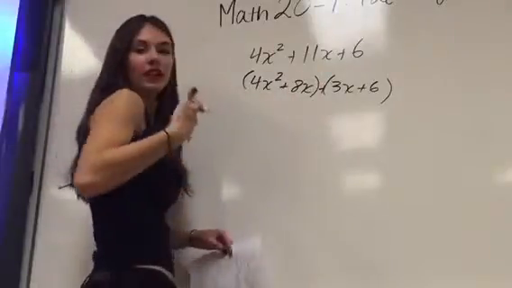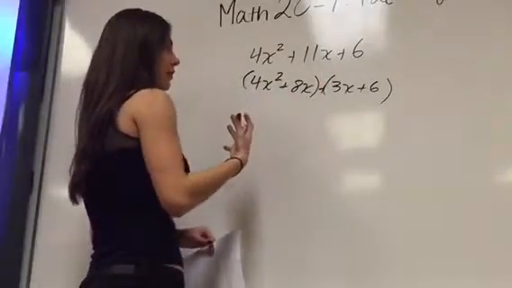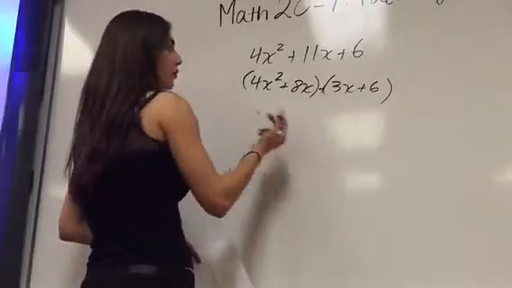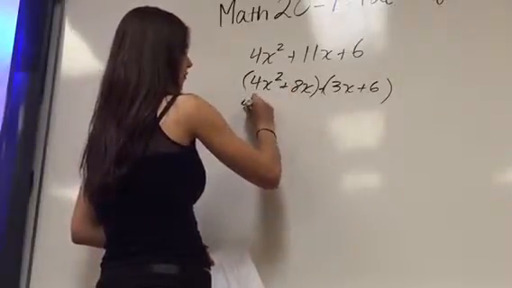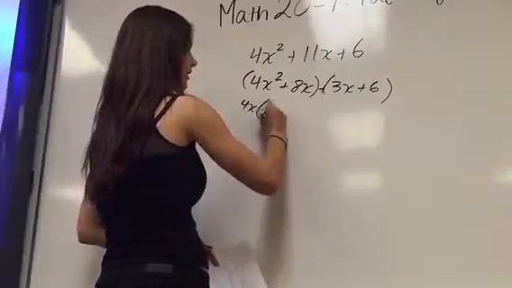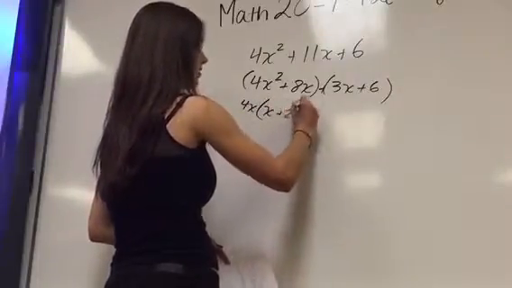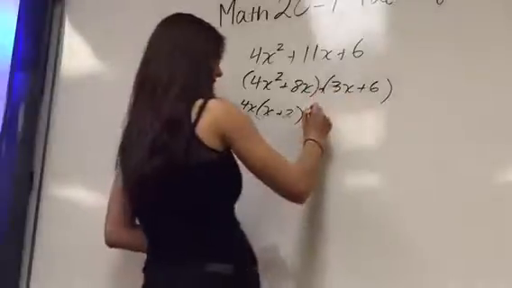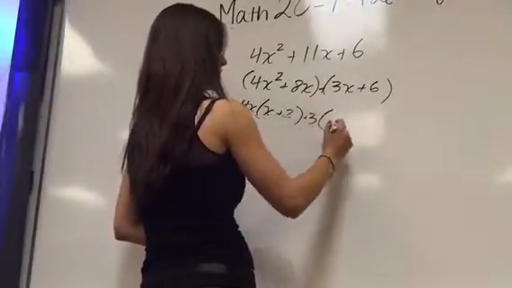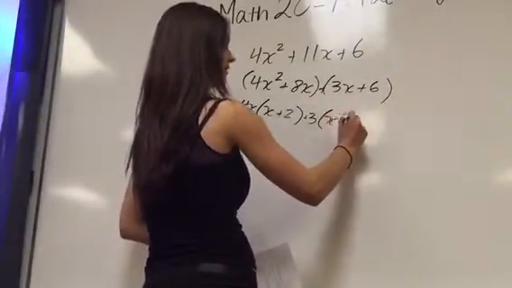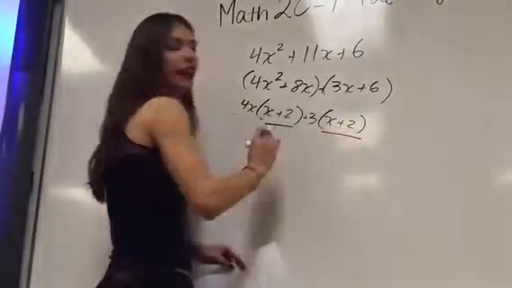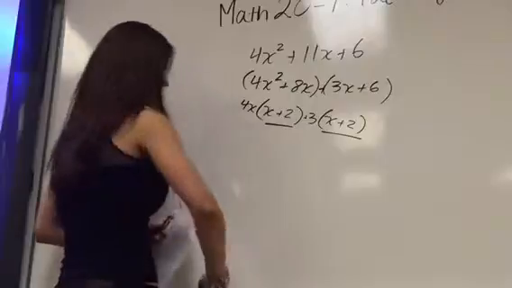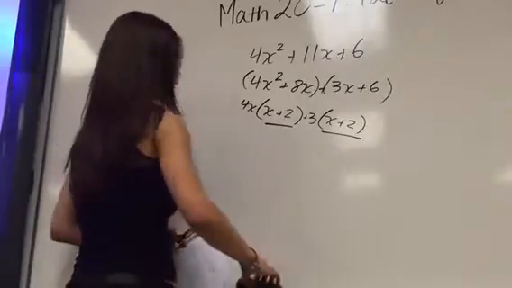So now, from the first question we did in factoring, we know how to do this. We can pull out what is common. So 4x is common here, so we end up with x plus 2. 3 is common here, so we end up with x plus 2. Now, if these two are not the same, then you've done something wrong or your question is infactorable.